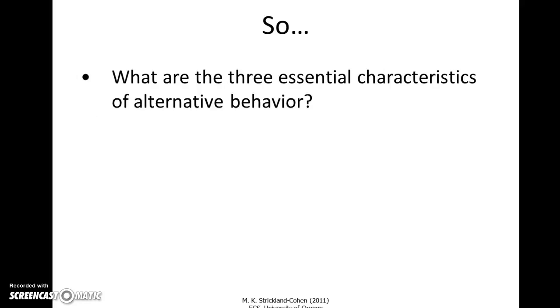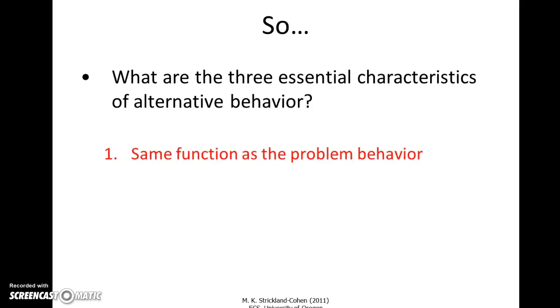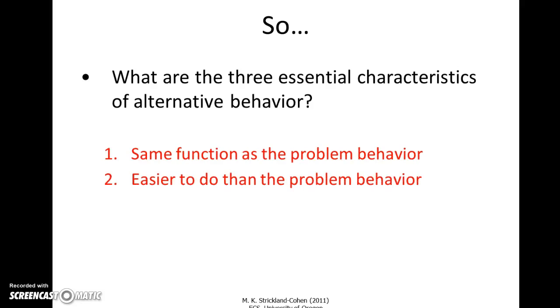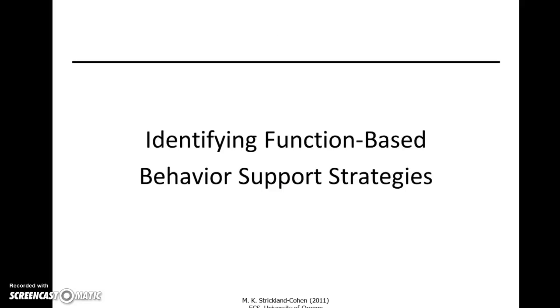Okay, so what are the 3 essential characteristics of alternative behavior? We went through it. See if you can remember those 3. Go ahead and stop the video now. Alright, so let's see if you remembered. First is same function as the problem behavior. Second, it's easier to do than the problem behavior. And finally, it's socially acceptable within that environment.